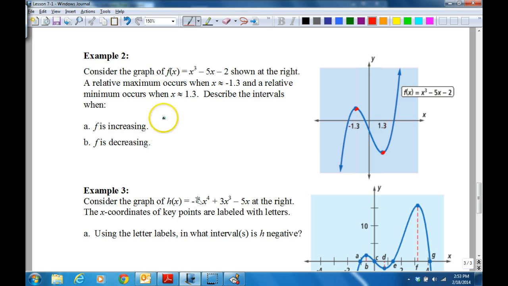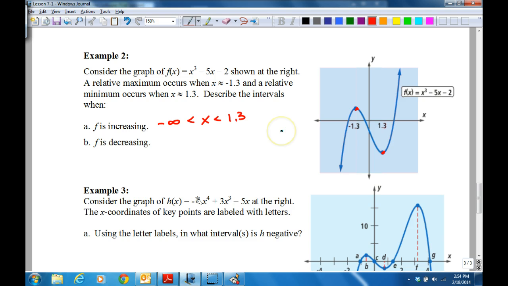What is f of x? The y values? So, from negative infinity, I'm looking at the x values, so the farther out I go, it's rising up until I get to what value of x? 1.3. Okay.